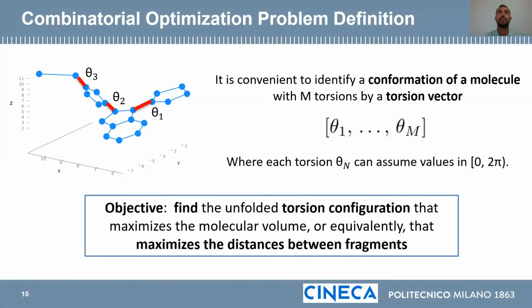So let's now translate the molecular expansion or unfolding problem in terms of a combinatorial optimization problem. It is convenient to identify the configuration of a molecule by means of this torsion vector shown here. And again, the objective is to find the unfolded torsion configuration that maximizes the distances between fragments, which means maximizes the volume of the molecule.